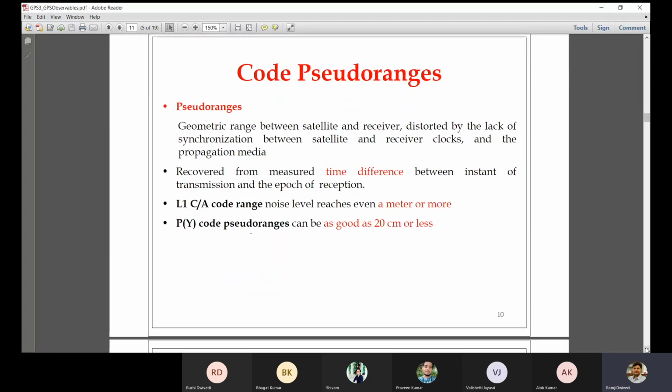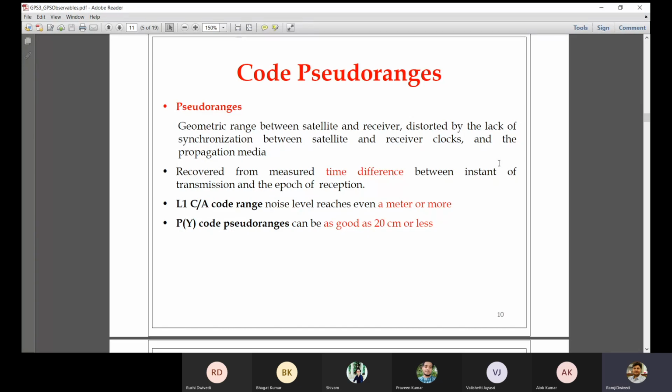So code pseudo ranges means geometric range between satellite and receiver, which is distorted by the lack of synchronization between receiver and satellite clock and the propagation media. So that's why it is geometric range, but distorted by lack of synchronization between satellite and receiver clock. Recovered from measured time difference between instant of transmission and epoch of the reception.